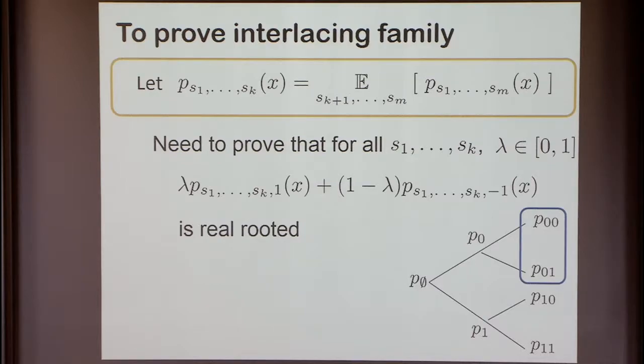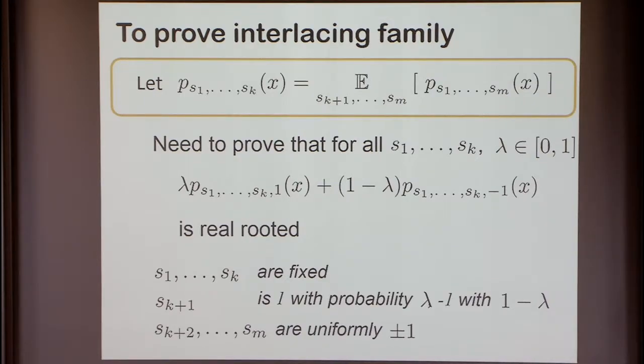So what do you have to do? For every internal node, you need to prove that every convex combination of its two extensions is real rooted. There's some parameter lambda, which is this convex combination. Given a partial signing S1 through Sk, I need to prove that lambda times the extension with plus 1, plus 1 minus lambda times the extension with minus 1, is real rooted. I'm now going to observe that this is just a statement about an expected characteristic polynomial over all the polynomials, but with a biased distribution.